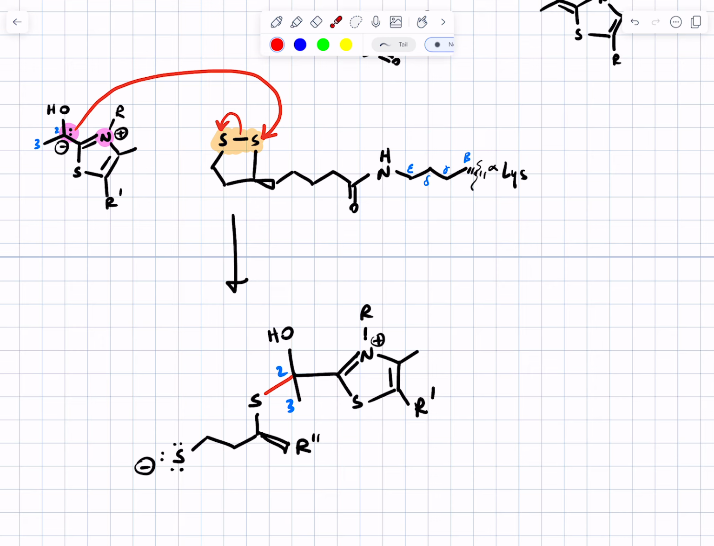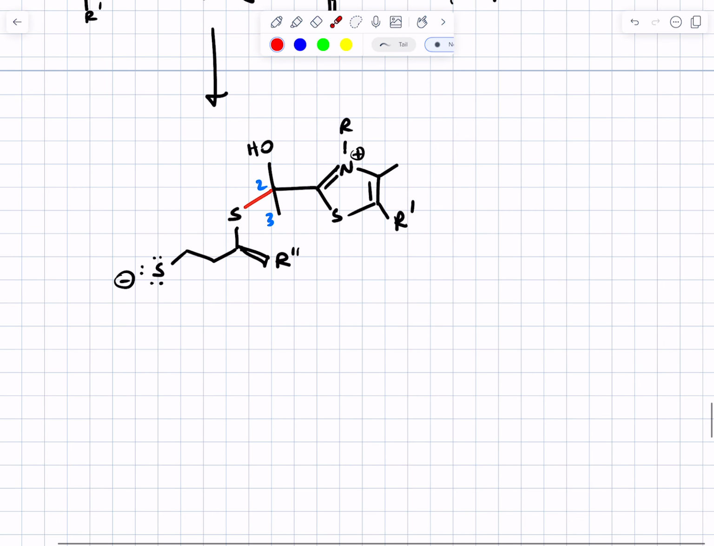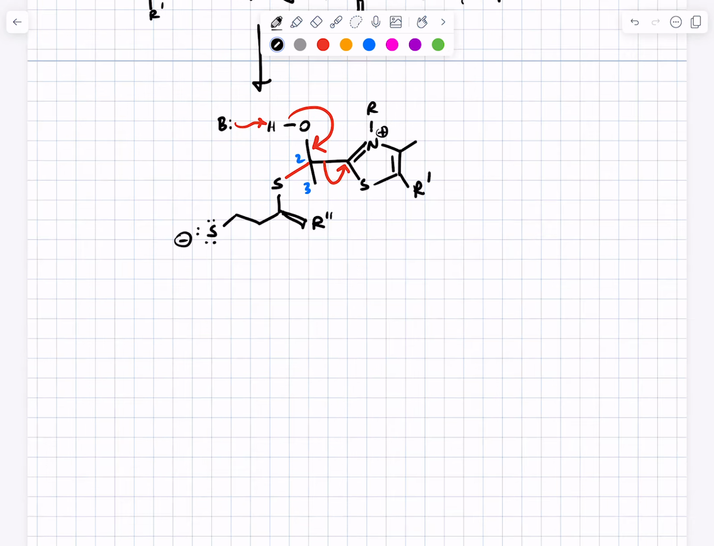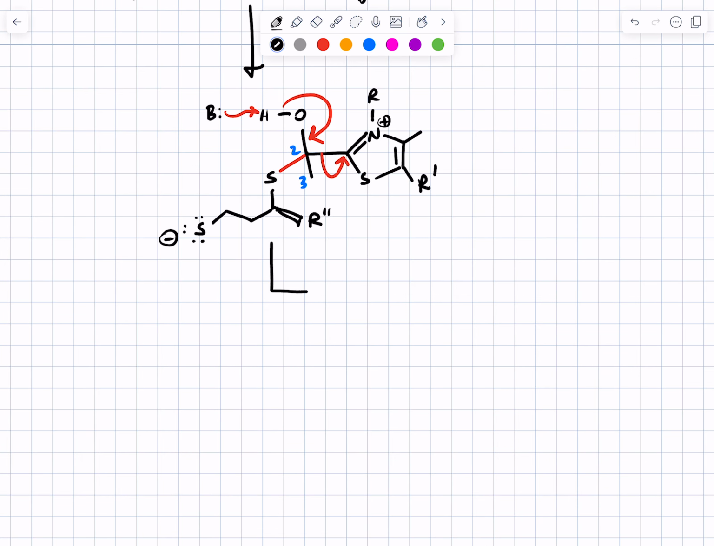Right. So at this stage, then, a base can remove the proton from the oxygen. Electrons can kick down, and then we can break this bond between TPP and carbon 2. And what will happen there is TPP gets regenerated. And what we're left with is a carbon 2, carbon 3 thioester.